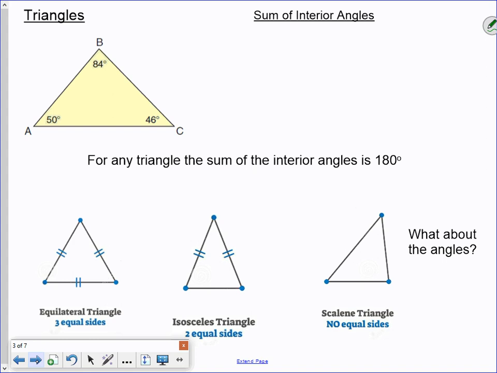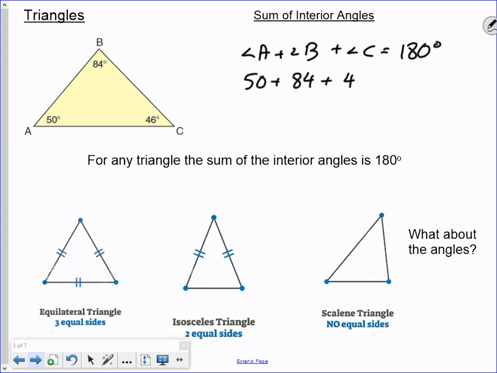Triangles. You learned last year in grade 9, I'm sure, that the sum of the interior angles in a triangle is 180 degrees. So if I take angle A, angle B, and angle C, and I add them all up, I should get 180 degrees. And that's what I get for this triangle. 50 plus 84 plus 46 is equal to 180. And that's true for any triangle.